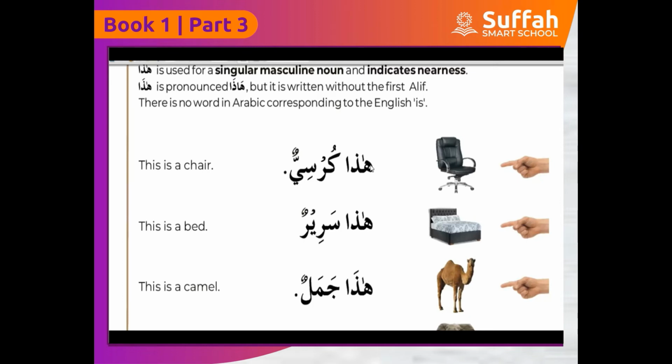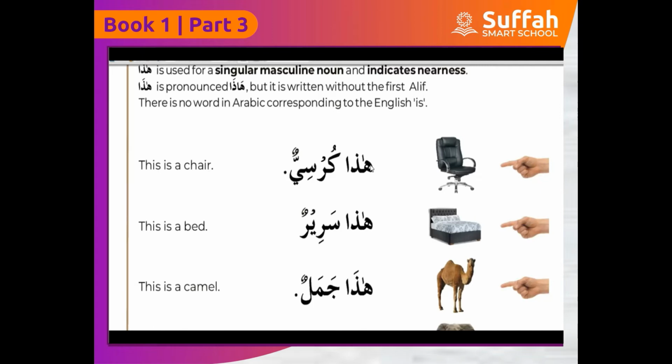So there is no word for is, right? It means that in Arabic there is no word for is in such sentences. What we do is we just understand is on our own; it is inferred only. Hada kursiyun will be translated as this is a chair, and this becomes a sentence. Hada kursiyun, this is a chair.